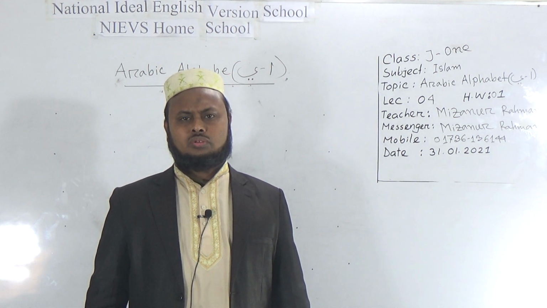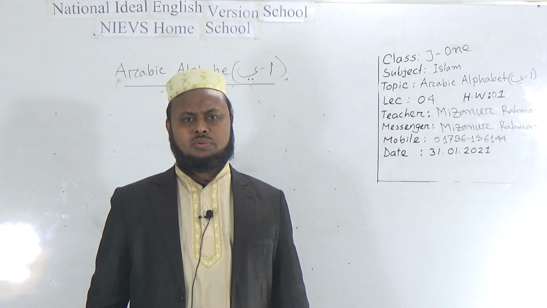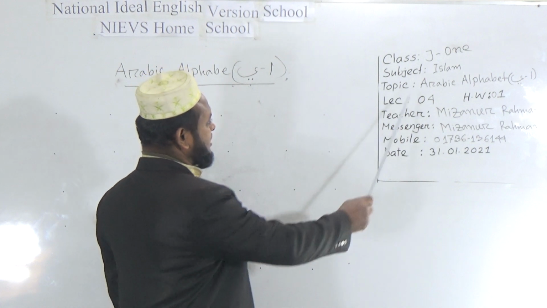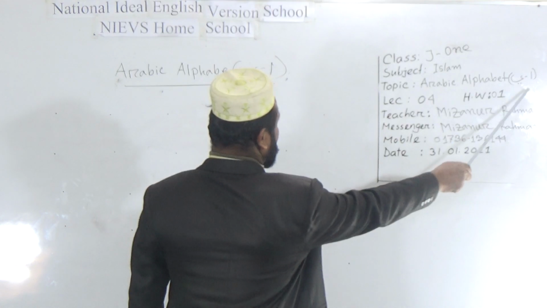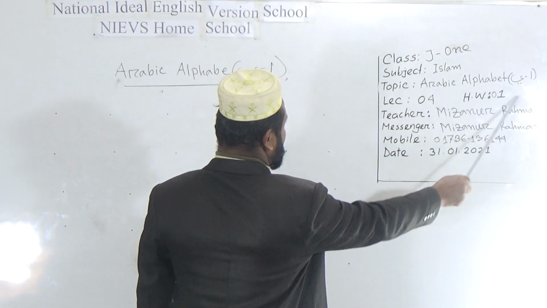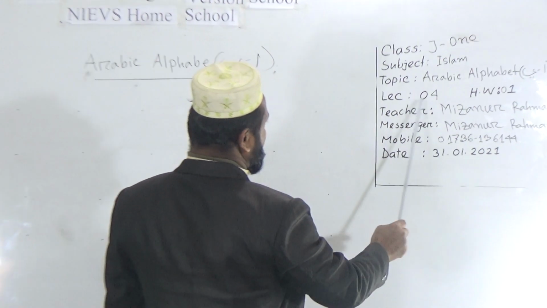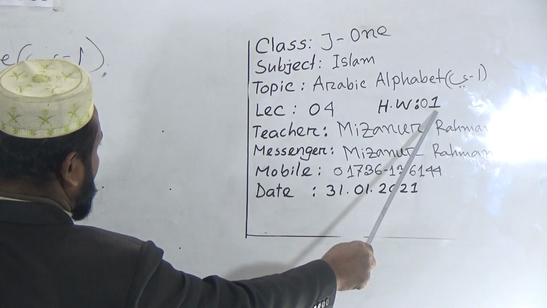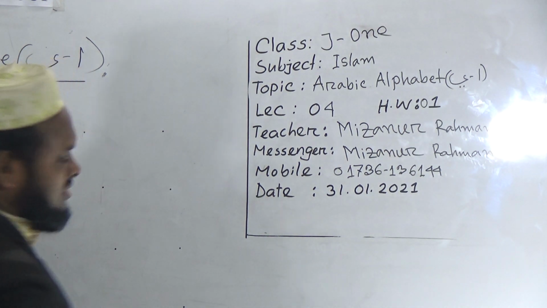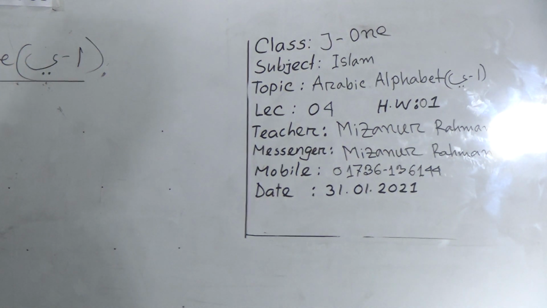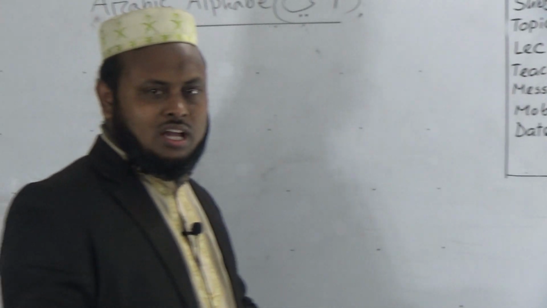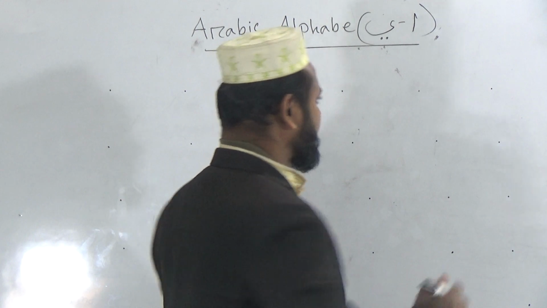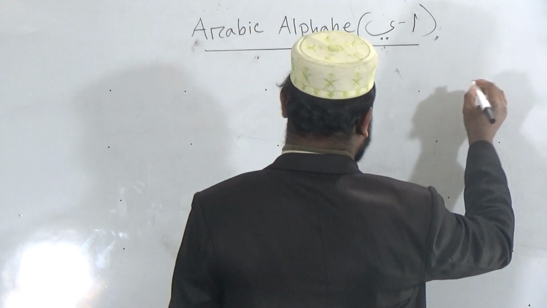Today I would like to take an Islamic Studies class for the students of class Junior 1. Our today's topic is Arabic alphabet Alif to Ya. Today's lecture number 4 and I will give HW which number will be 1. Okay, dear students, let's come to the board and watch and see how I write the Arabic letters from Alif to Ya. Okay, start.